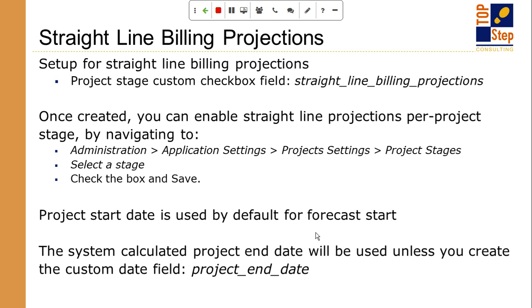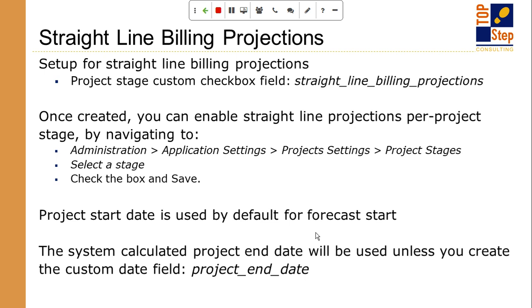When you have that checkbox set up, you go into the project stages, and for each stage that you want to respect Straightline billing projections, you check the box. And that stage, all projects in that stage will forecast a Straightline billing forecast. So it'll ignore the rules. If you have billing rules in the system, it'll ignore the rules. It'll ignore resource schedule. It'll just forecast Straightline.